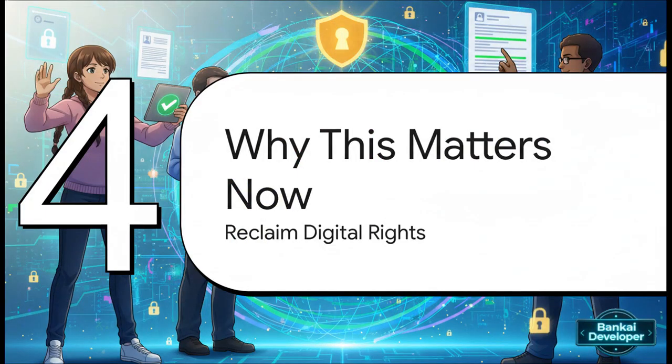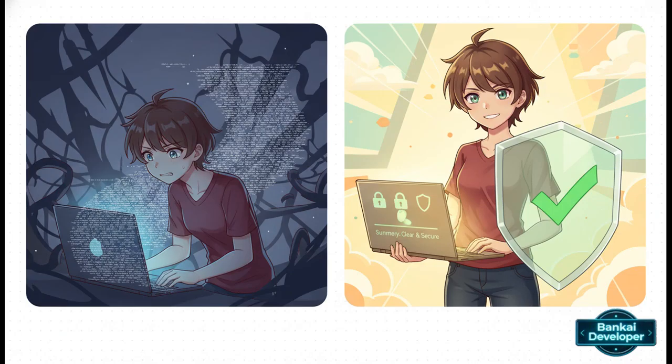So why is a tool like this so important, especially right now? Look, this is about so much more than convenience. This is about reclaiming your digital rights in a world where, let's face it, our data is the product. I mean, the transformation is just night and day. Before, you're the passive clicker. You're scrolling blindly, you're totally unaware of your rights, and you're just hoping. But after, you become an informed consumer. You understand the deal in seconds, you know your rights, and you can actually protect your privacy.